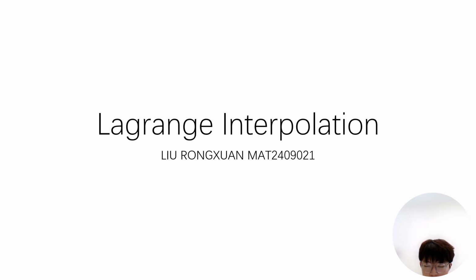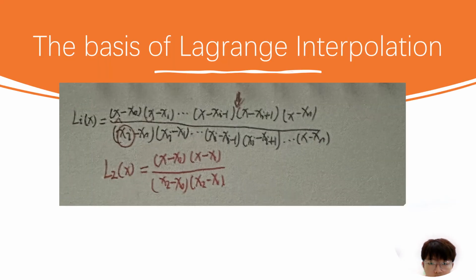Lagrange interpolation is a mathematical technique used to construct a polynomial which passes through a given set of points, and this is very useful in analysis and applied mathematics. First, we see the basis of Lagrange interpolation.